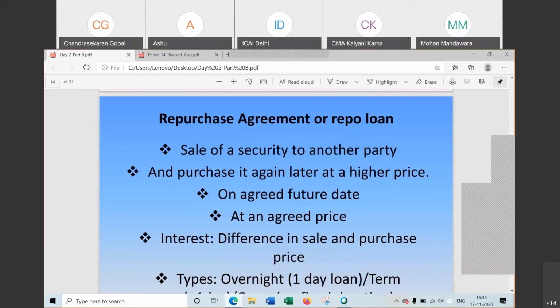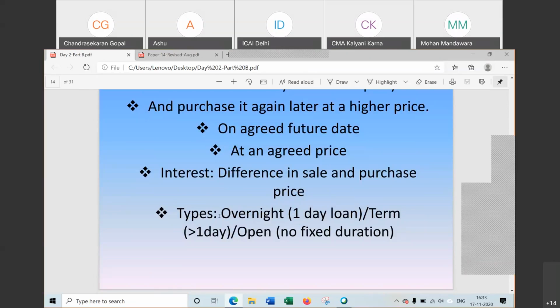Now the types of this one are based on the maturity period. What are the types of repo loan? Overnight repo loan, term loan, and open end loan. For overnight, the maturity period will be 1 day. Term is greater than 1 day, and in the open case there is no fixed duration. Time period is not mentioned. So overnight is for 1 day, and if it is for more than 1 day, that will be a term loan.